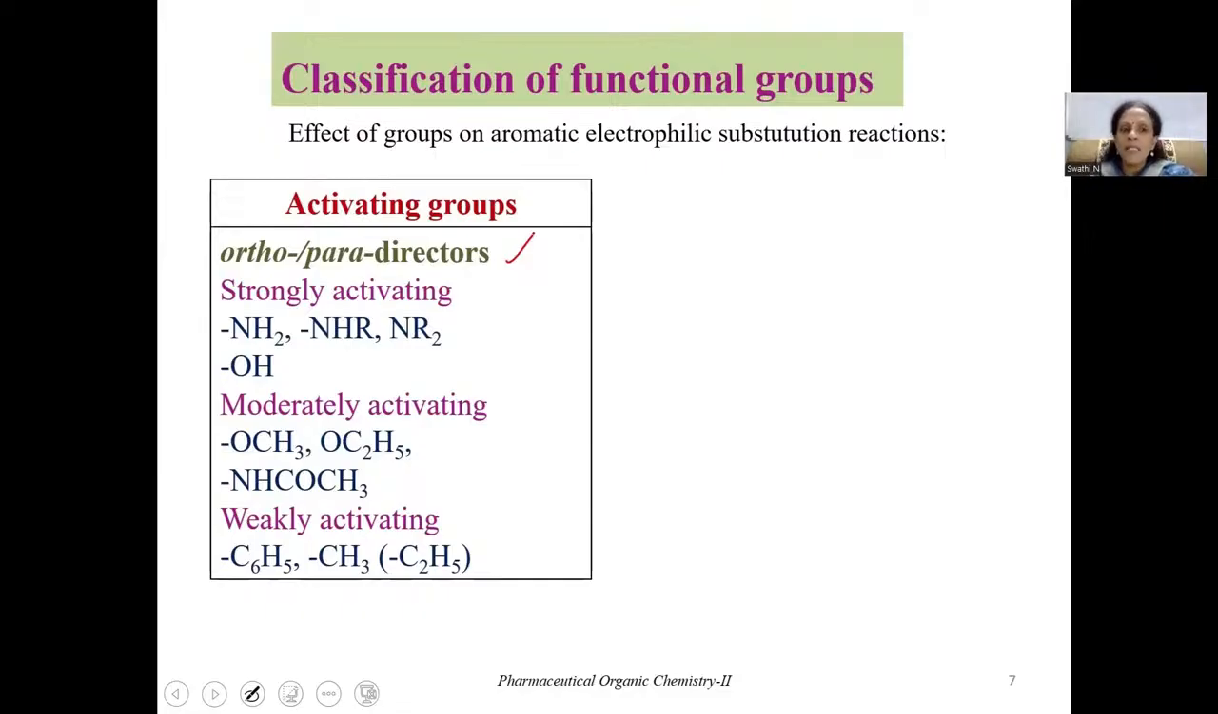The examples under strongly activating groups are amines and hydroxyl groups. Here all the structures of primary, secondary and tertiary amines are given along with hydroxyl groups. Alkoxy groups.